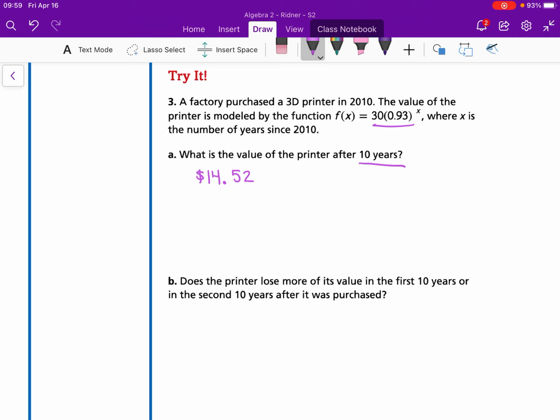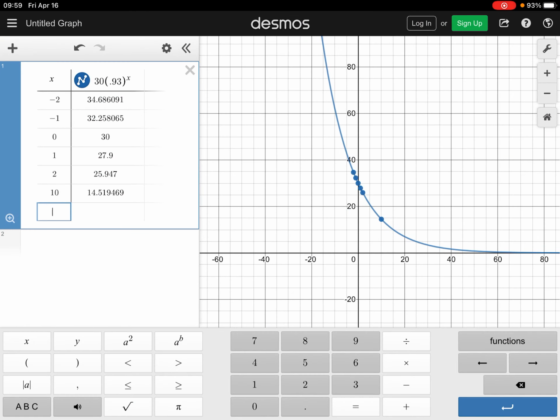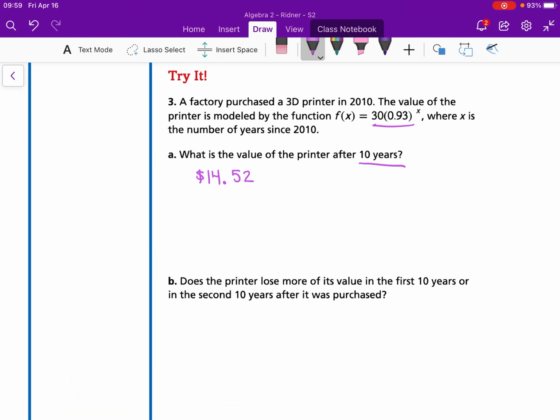Okay. Does the printer lose more of its value in the first 10 years or the second 10 years? So let's go back and look at our function. And I'm going to put 20 down here because another 10 years would be 20. So I think about the difference from 30 to 14.52. Okay, that's 15.48. So the difference for those is 15.48. But from 10 to 20 is only 7.5. So answer here is the first 10 years.